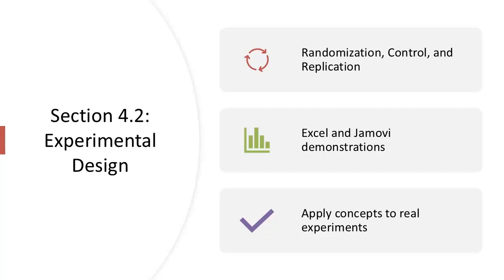Welcome back, everyone. In this lesson, we'll explore the fundamentals of experimental design: randomization, control, and replication. We'll also see how to carry out random assignment in Excel and analyze results in Jamovi. By the end, you'll understand how strong design leads to valid, reliable conclusions.